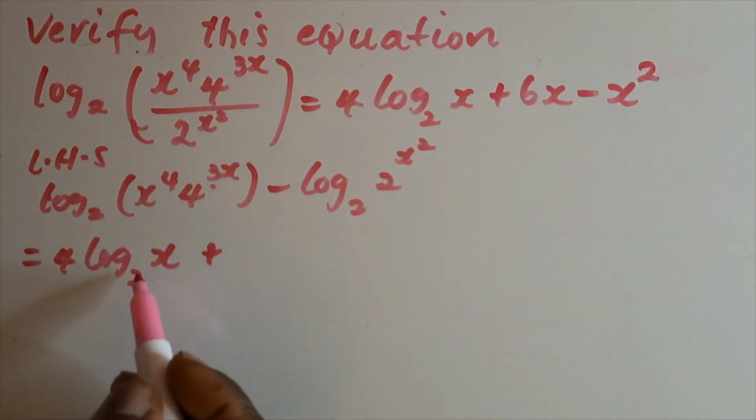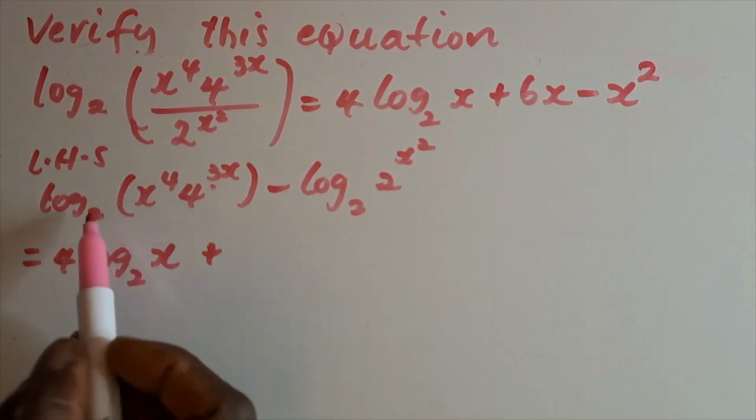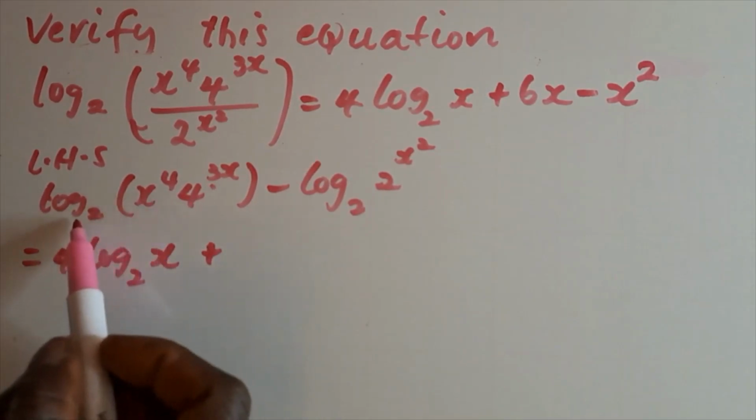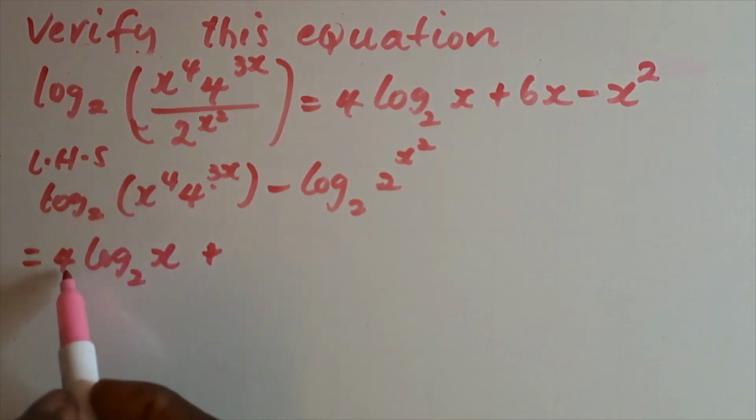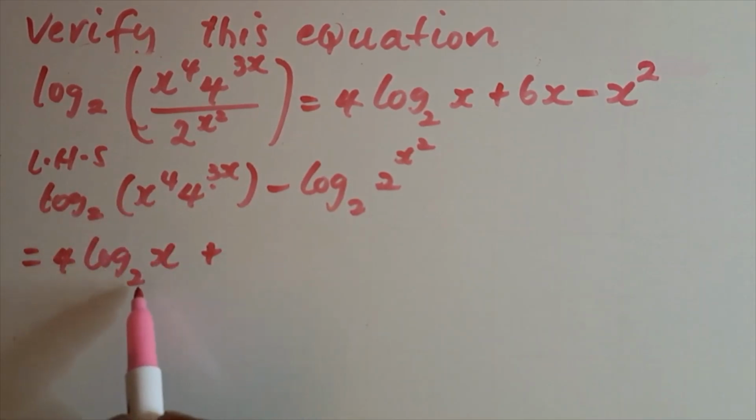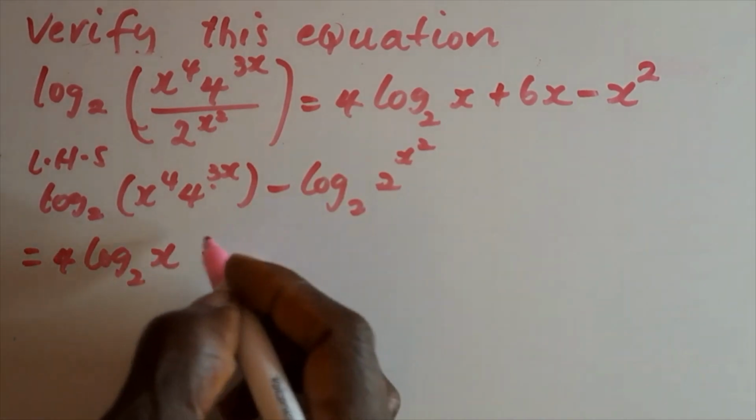So we've done two steps here. We've cleared the brackets by multiplying x to the 4th by log to the base 2, and then we brought down the power. So now it's 4 log to the base 2 x.